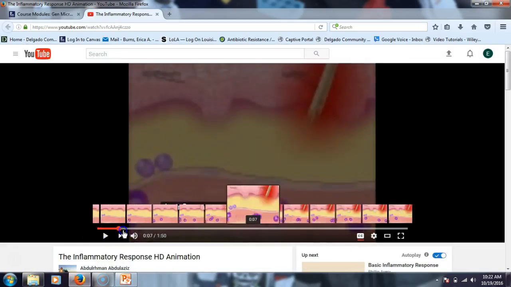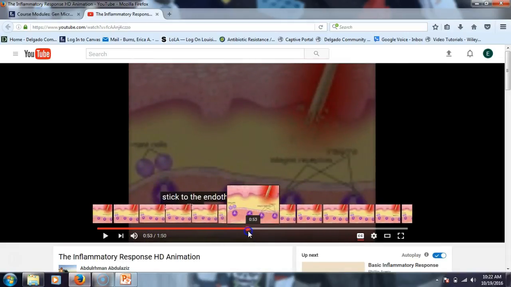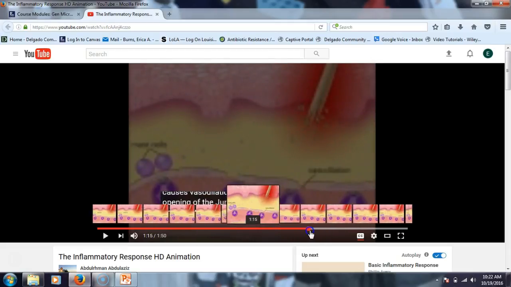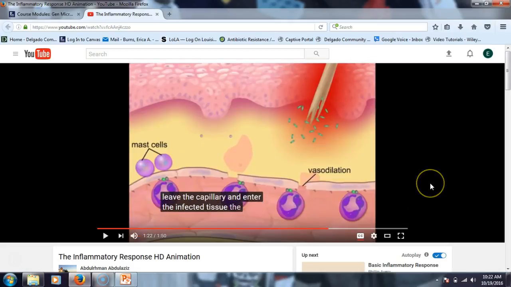Here, I'm going to go to that point. So there they are, rolling along. Now they're actually there. So there's the white blood cells, right? In this case, a neutrophil, specific type of white blood cell. What's this?